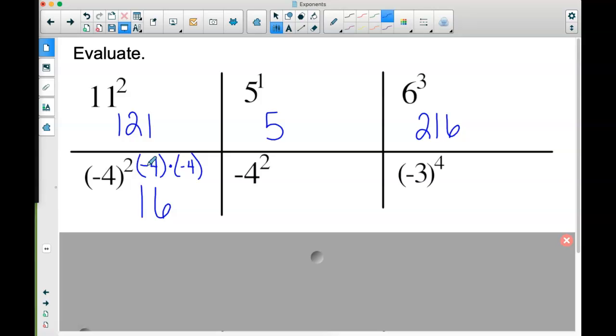Okay? The second one, when it's not in the parentheses, then your answer is what? When it's just negative 4 to the second power and no parentheses there, then it is negative 16. Okay, because that means do 4 times 4 and put a negative sign in front of it. Okay, is the last one going to be negative or positive? What do you think? Negative or positive?